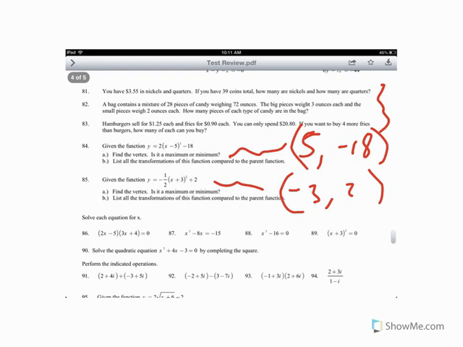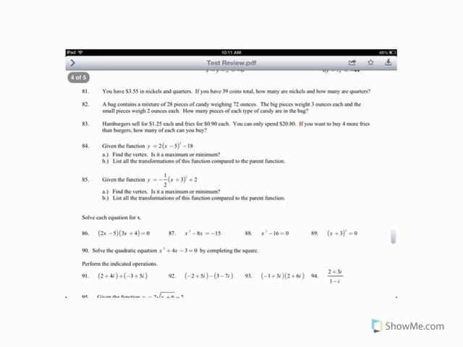Minimum, maximum, depending if it's going up or down. Since it looks like this one's going to be a minimum, that one's going to be a maximum. And transformations, the numbers out front, it's going to make it skinnier or wider. The 2 outside is going to shift it up or down. 18 is going to shift it down. And the 5 is going to shift it left to right. We've gone over this way too many times for me to do this problem.